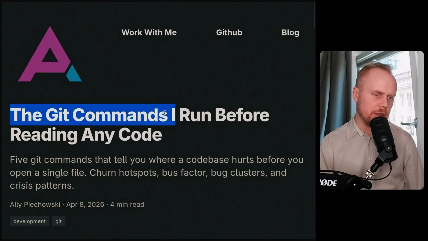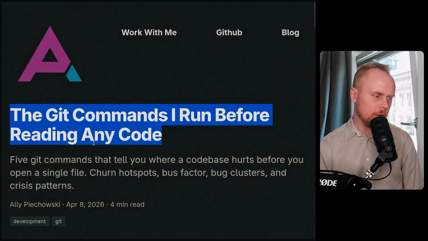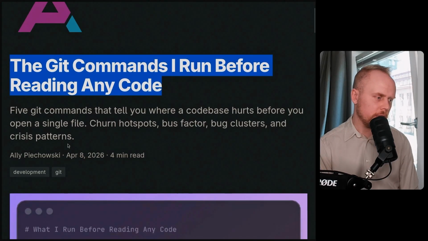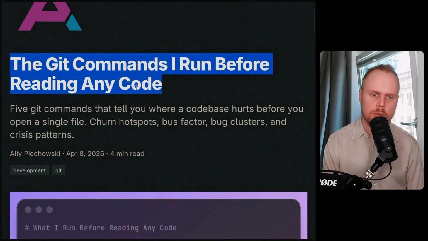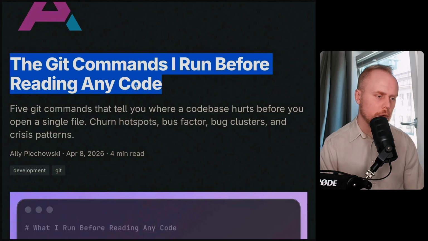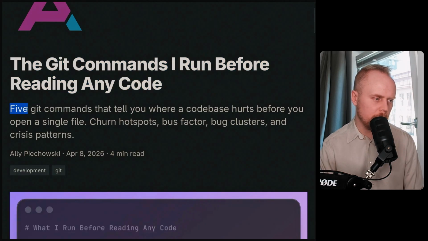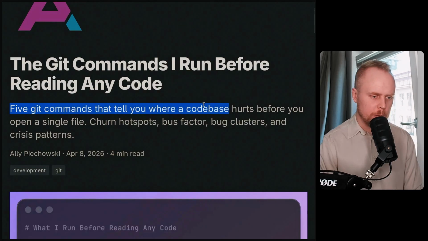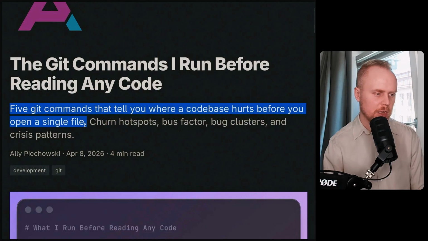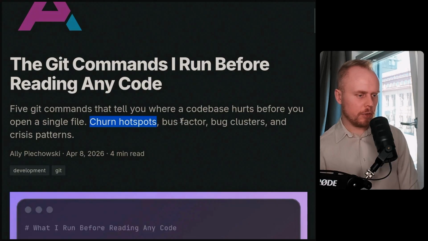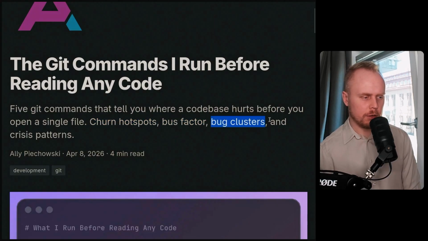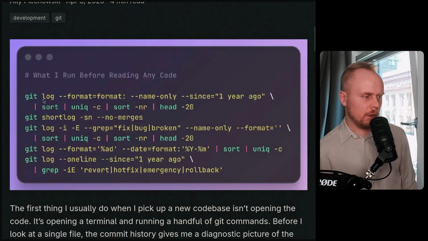The git commands I run before reading any code. So this is quite an interesting article about how to get some insight into a code base before you even look at the code. Five git commands that tell you where a code base hurts before you open a single file: churn hotspots, bus factor, bug clusters, and crisis patterns. And here we have them in short form.